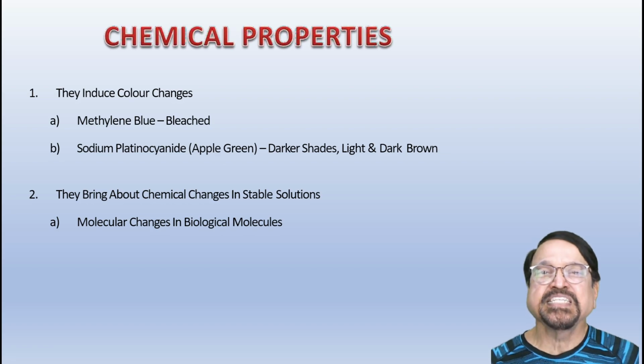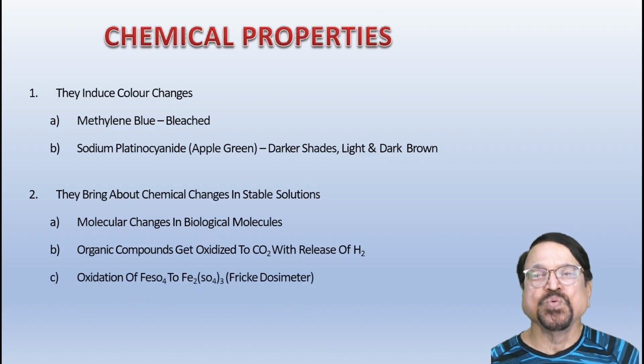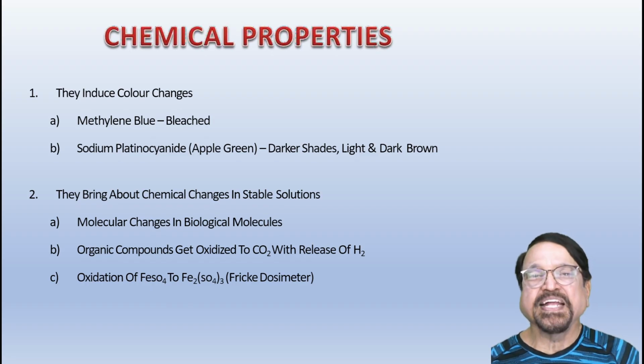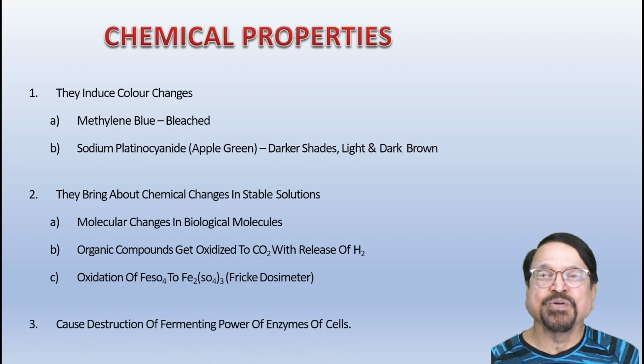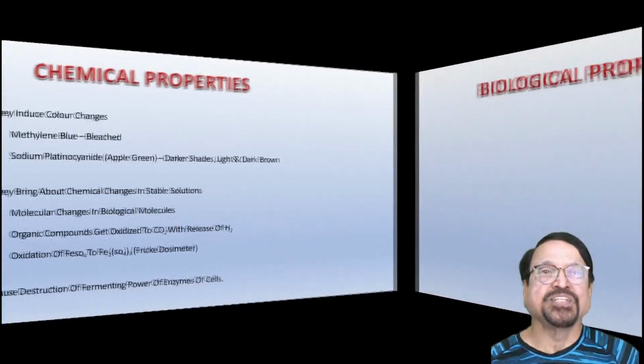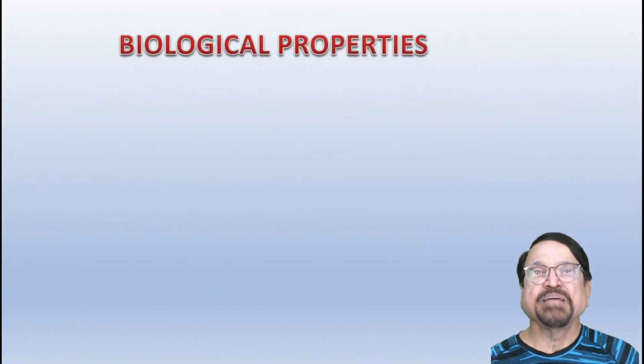This is molecular changes and biological molecules. The organic component gets oxidized to CO2 and releases H2. Oxidation of ferrous sulfate to ferric sulfate, that is the Fricke dosimeter, we use it. Then it causes destruction of the germinating powers of the enzyme cells. So these are the biological effects. We should be careful, otherwise they will harm us.